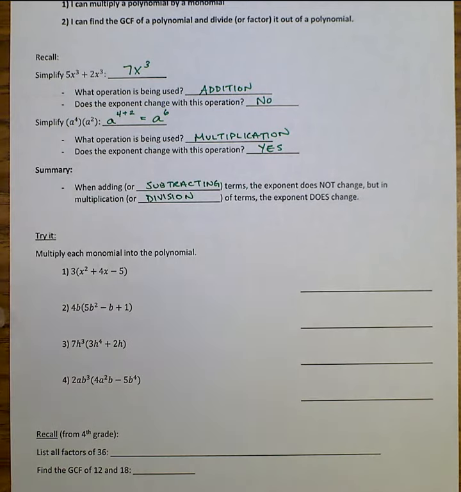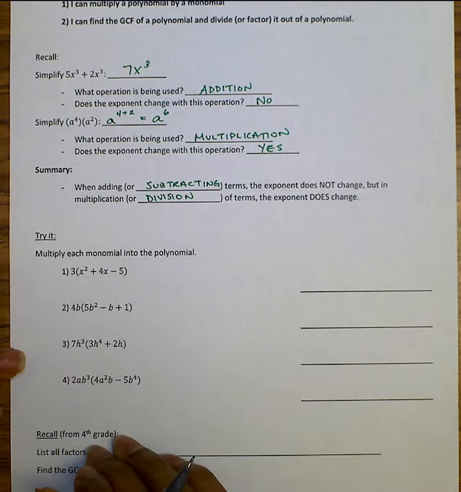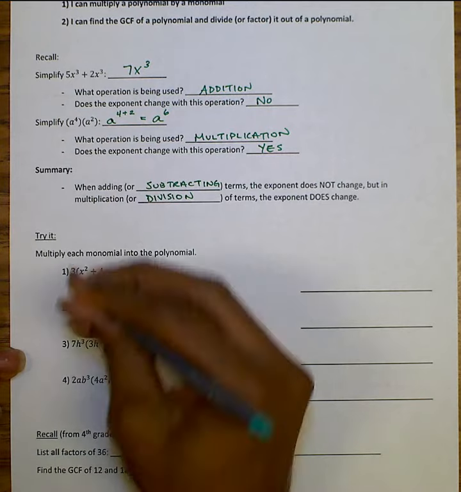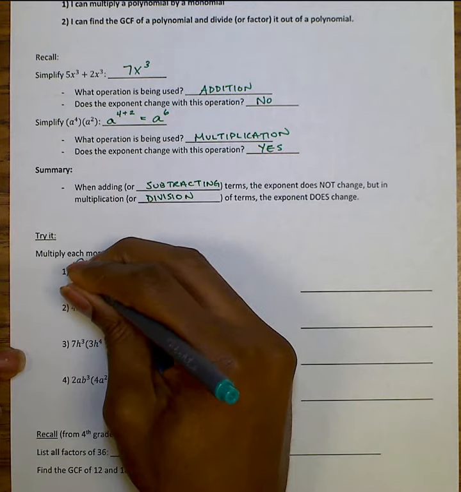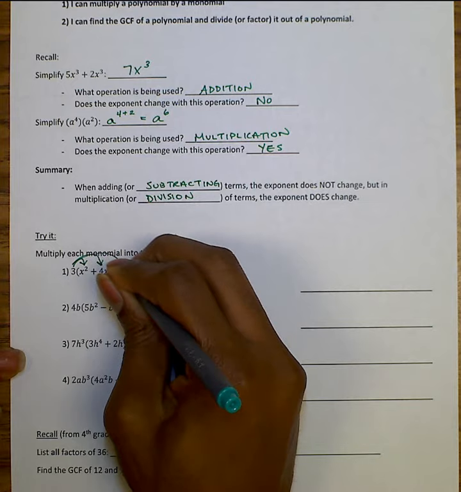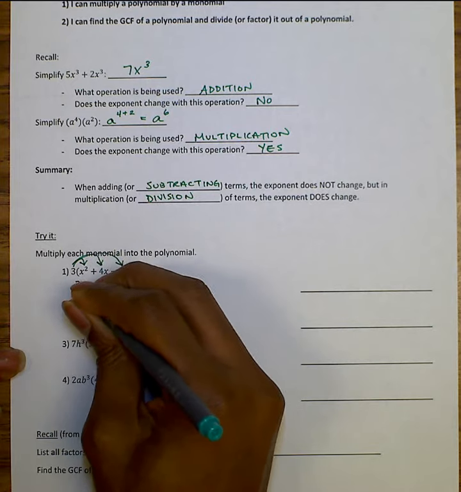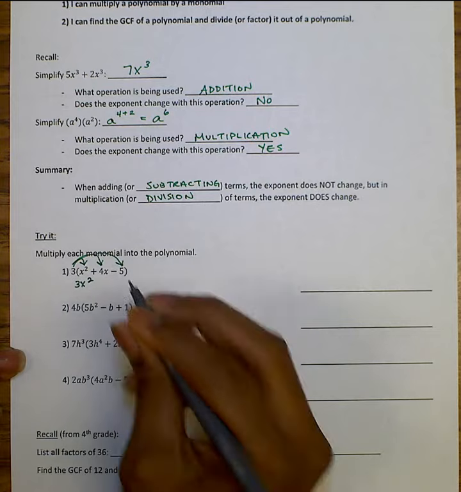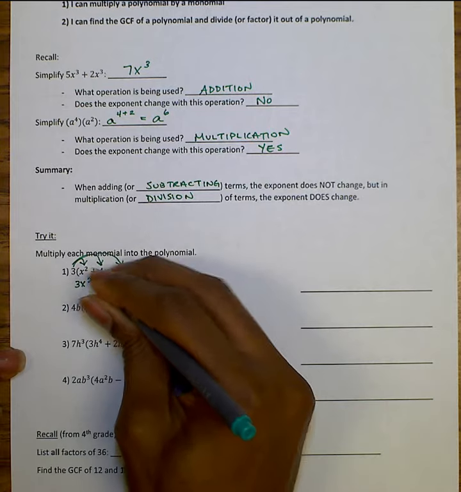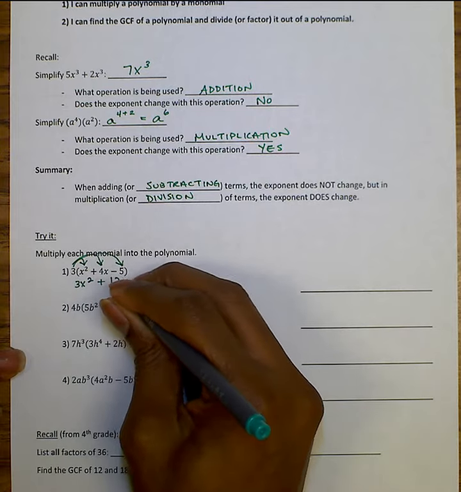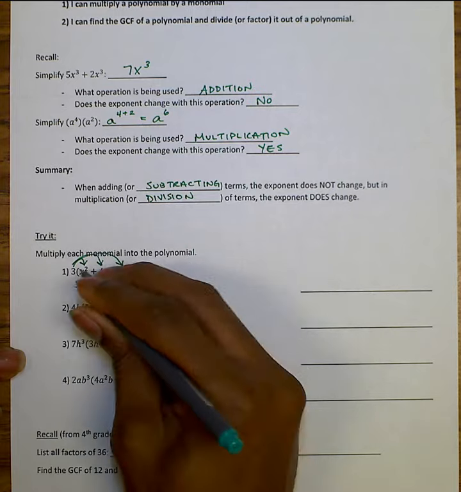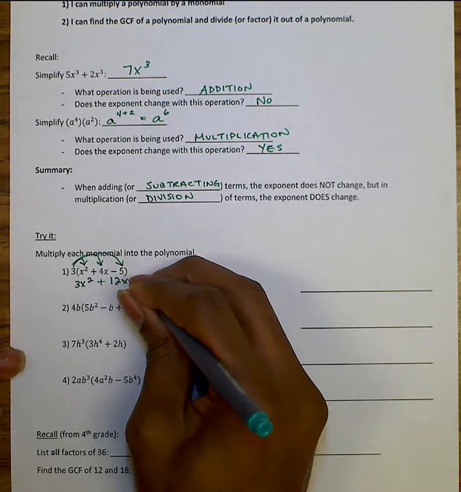It says multiply each monomial into the polynomial. So basically we're going to distribute. Okay, we're going to distribute this 3 to each term. So we have 3 times x squared, which is 3x squared. 3 times 4x, which is 12x. 3 times 4 is 12. 3 times negative 5, negative 15.